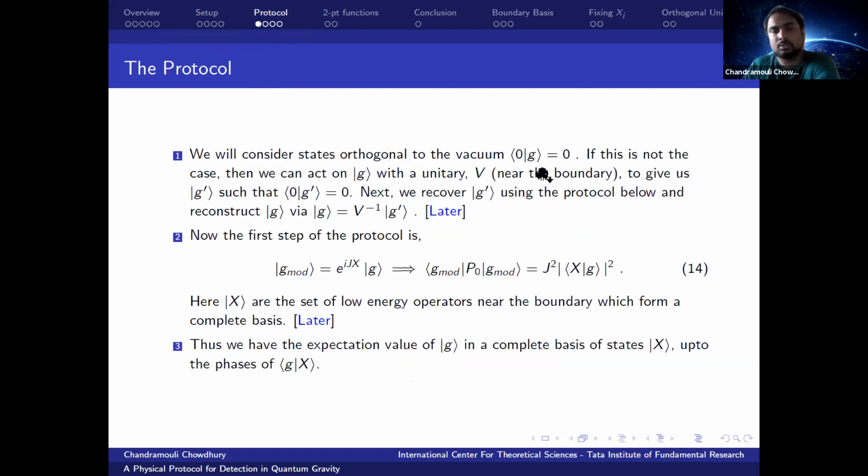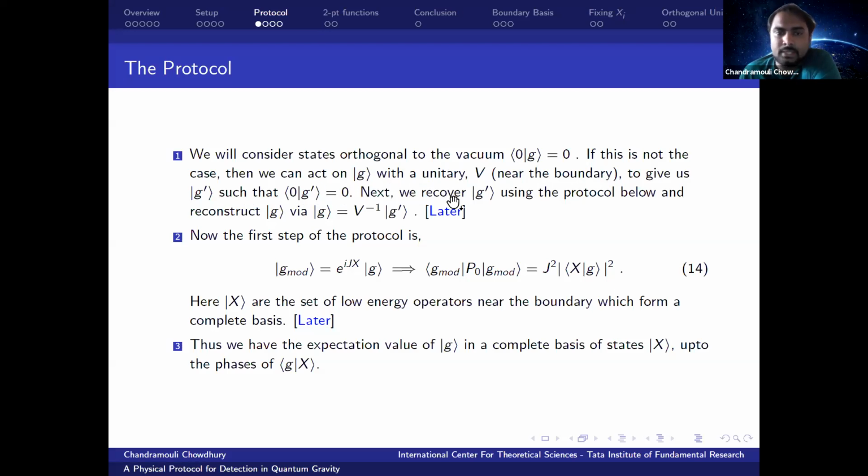Right. So if you remember, I said that I'll be considering states which don't have an overlap with vacuum. But if this is not the case, and in most scenarios this won't be the case, then what I can do is act on the state G with a unitary. Again, the unitary is going to be localized near the boundary. That will give us some state G prime, such that the overlap of G prime with the vacuum is 0.